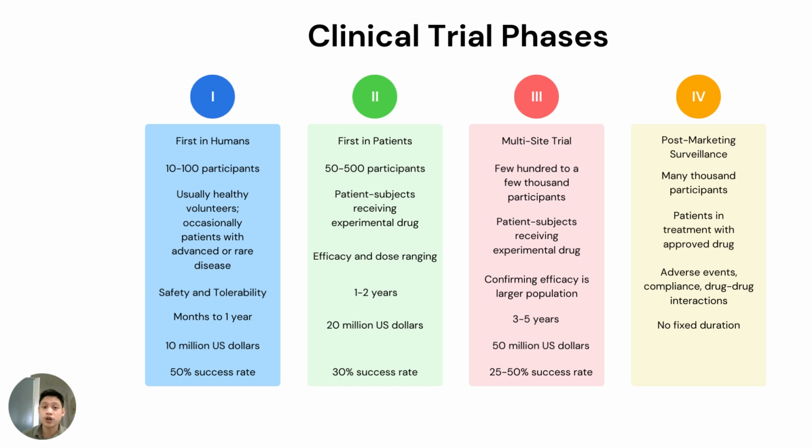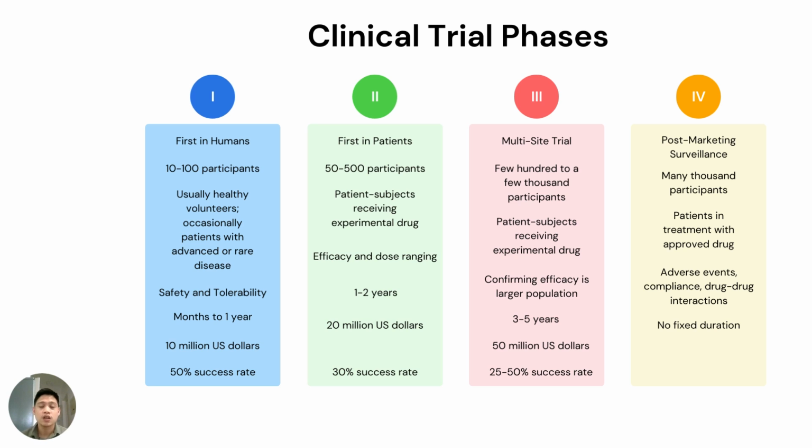This is the first time we give the drug in patients, which means these are already participants who have the disease. So we employ up to 500 participants, and these are patients and these are subjects that receive an experimental drug. The goal of phase 2 would be to determine if the drug is efficacious and to determine what the appropriate dose is. So this usually lasts for 2 years, and we usually utilize up to 20 million US dollars, and this has a success rate of 30%.